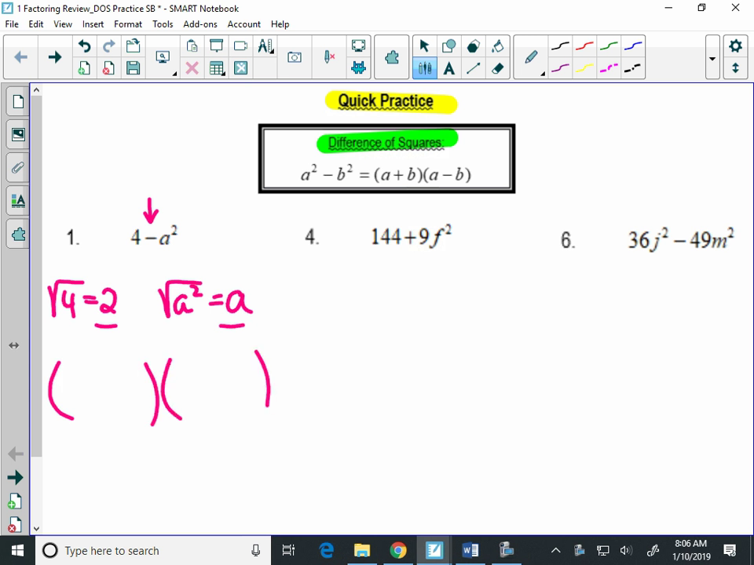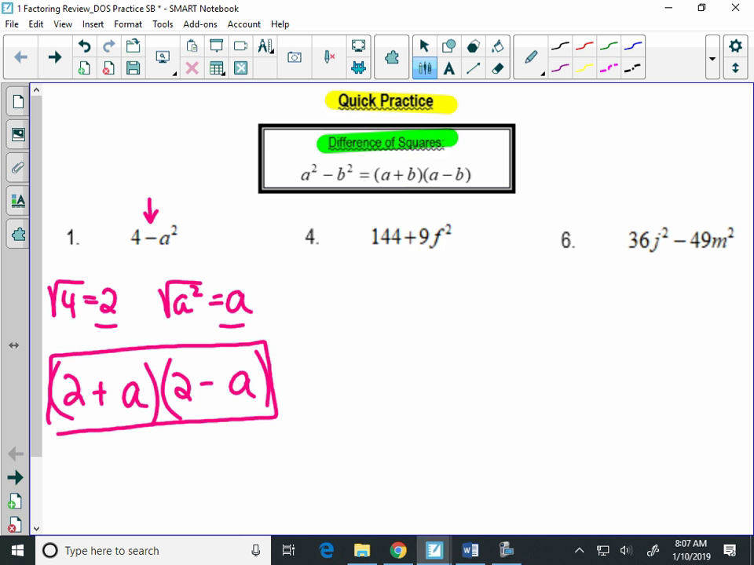Remember, your factoring pattern here says that you take the square root of the 4, which is 2, that goes first in your parentheses. The a goes second. There's going to be a plus in one parenthesis, a minus in the other. And that is your final answer.